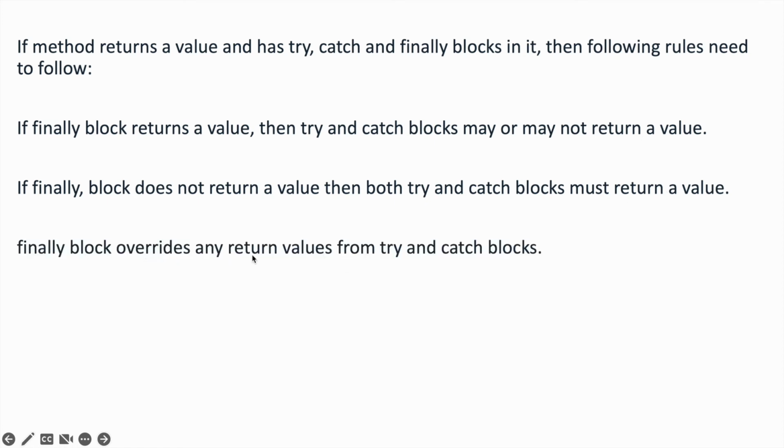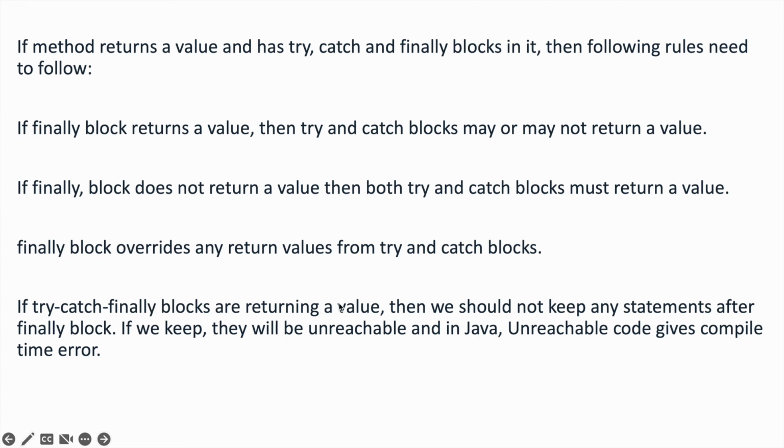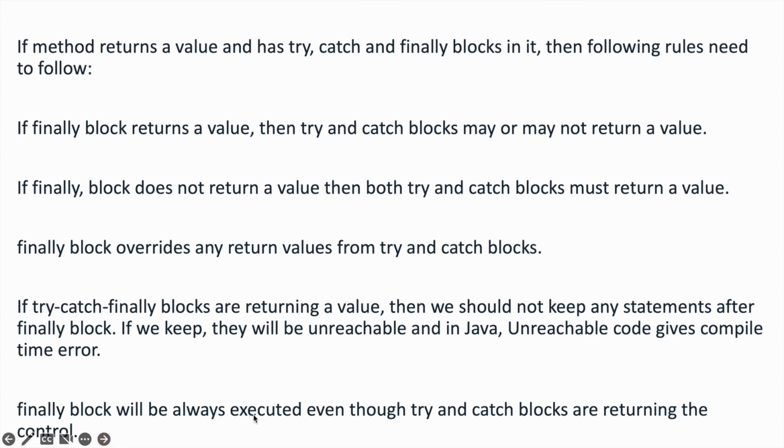The finally block overrides any return values from the try and catch blocks. That means whatever value you return in the try block or the catch block, if you return some value in the finally block, that finally block value will be the end result of the method. If try, catch, finally blocks are returning a value, then we should not keep any statements after the finally block. If we keep them, they will be unreachable, and unreachable code gives a compile time error in Java. The finally block will always be executed even though try and catch blocks are returning control. This is all about the return statement with try, catch and finally blocks.